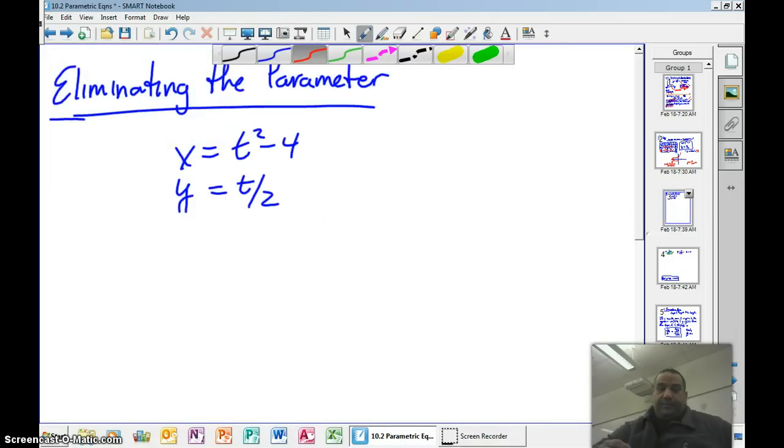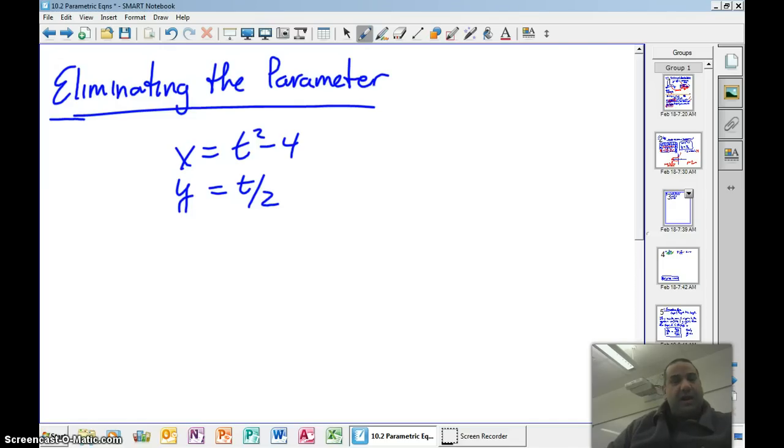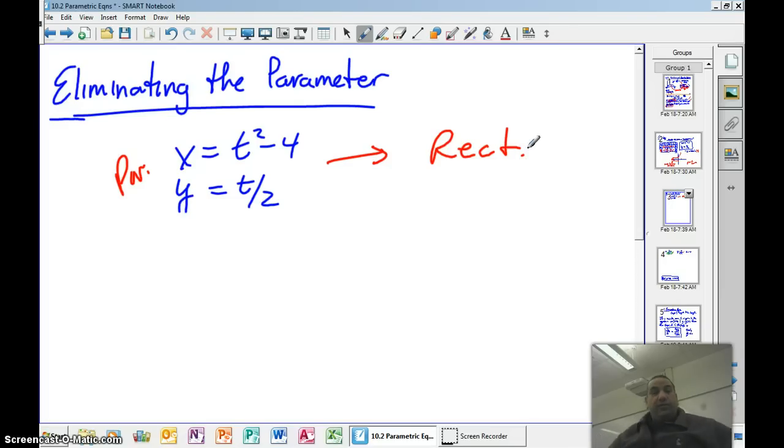Another example. Now another type of example. Graphing is not a problem, I think, if we have a table and we can do it. This is going to be more algebraic. We're going to eliminate the parameter. So basically what I want to do is make these two parametric equations go to rectangular equations. So we need to eliminate the parameter.